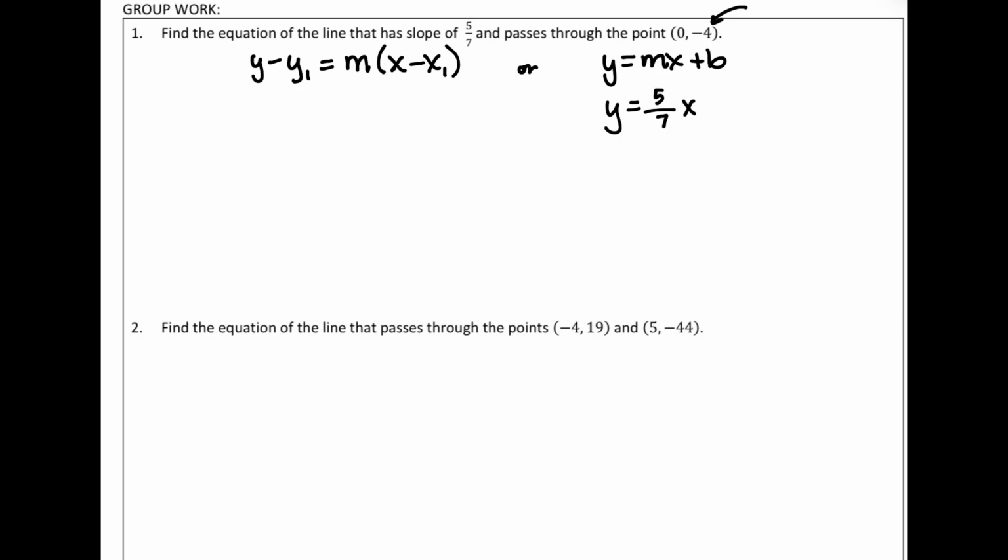And zooming in on this first one, you have y minus y sub 1 is equal to m times x minus x sub 1, or y equals mx plus b, because this is b. That's a y-intercept. Okay, so the easy way, we're just going to do y is equal to 5/7 x minus 4. And you're done if you recognize it. If you didn't recognize it, then we have a little bit of work to do.